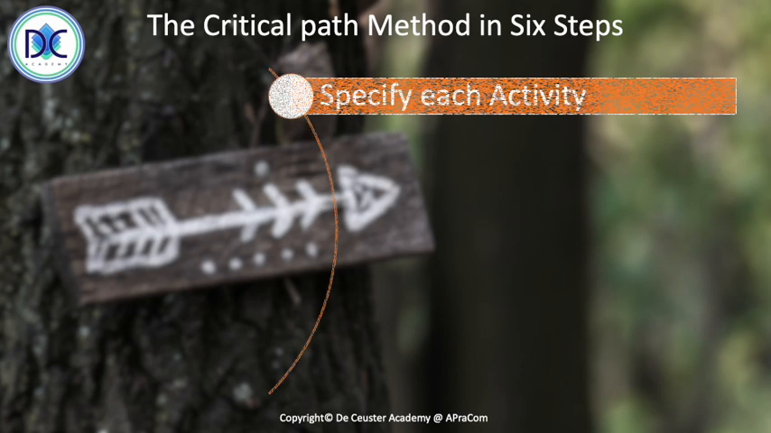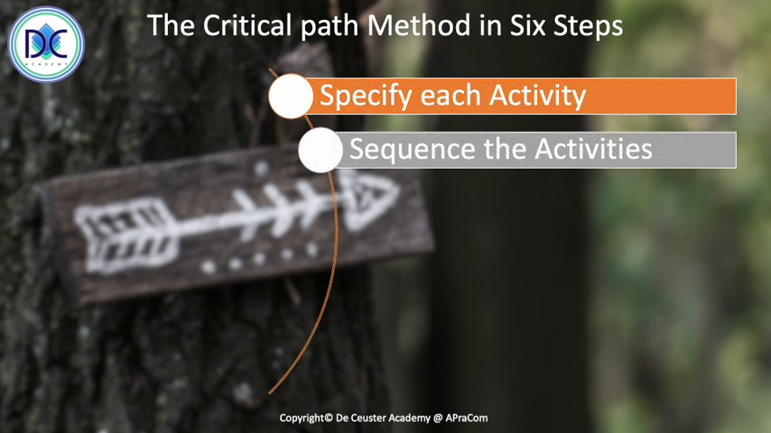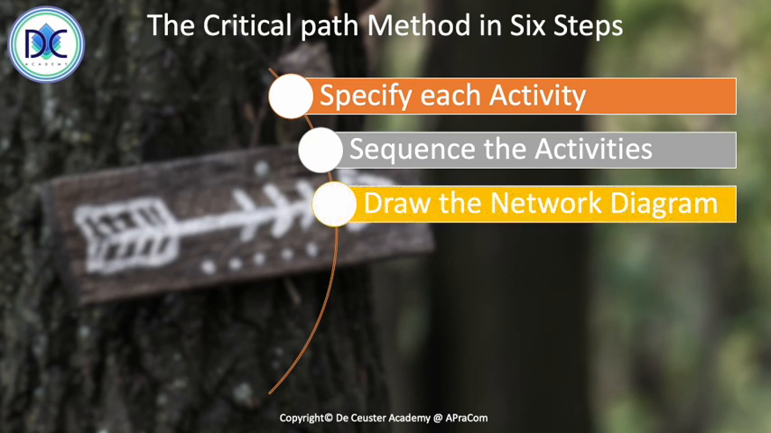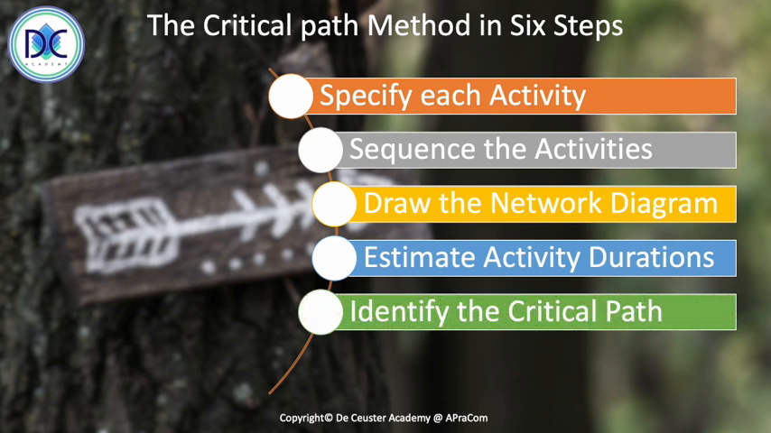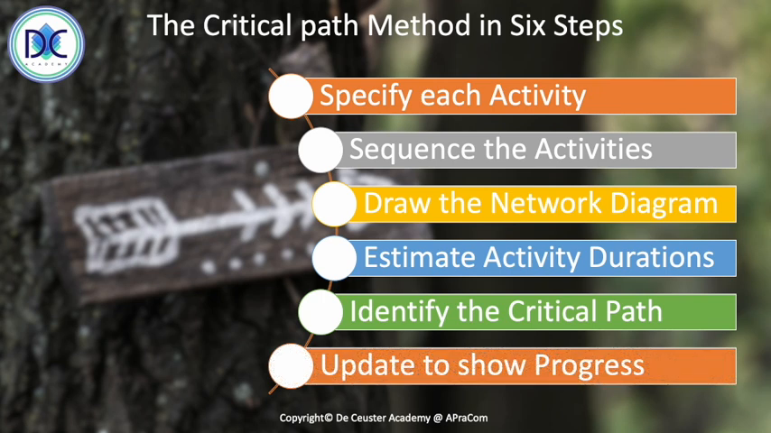First of all, we have to specify each activity. Then we have to sequence the activities, so we have to draw a precedence diagram with this. That's the next step. So we sequence them, we draw the network diagram. We estimate activity durations. We identify the critical path by finding the longest path, and then we can update this path to show progress. Once we are working on the project itself, we can update the information. We will know when the activities start and finish, so we see how this path is in fact evolving.